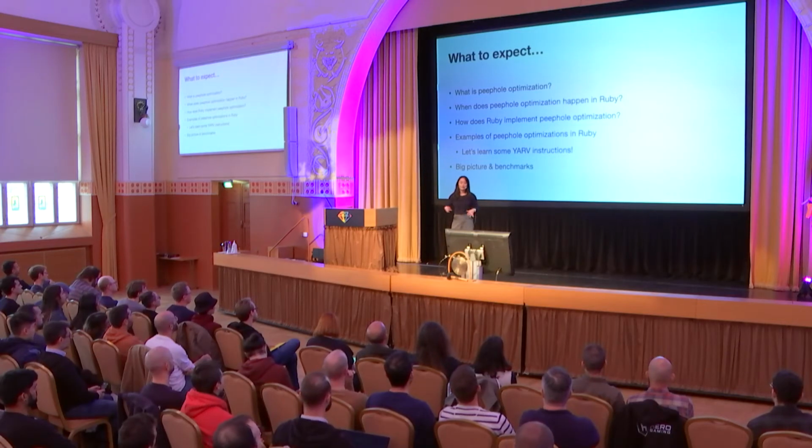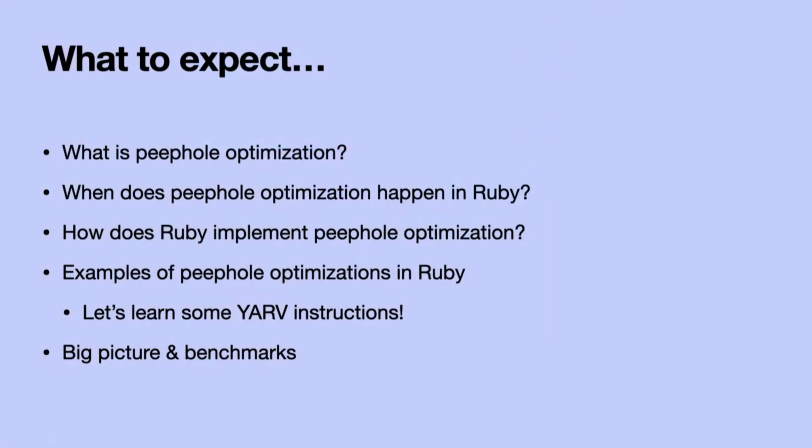So what to expect from this talk? First, we're going to talk about what peephole optimization is. We're also going to talk about when peephole optimization happens in Ruby, and how Ruby implements it. We're going to go into examples of peephole optimizations in Ruby, and in doing so, we'll learn about some YARV instructions. YARV is a Ruby VM, which stands for Yet Another Ruby VM. Then we'll talk about how the bytecode works. It'll be really fun. Finally, we'll end with the big picture and benchmarks.